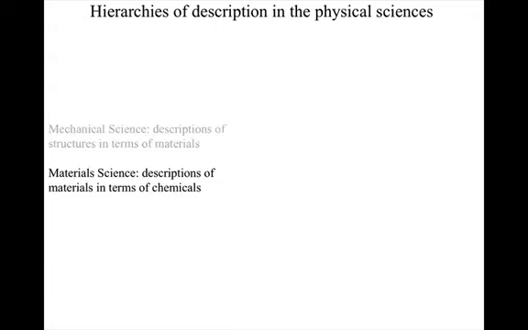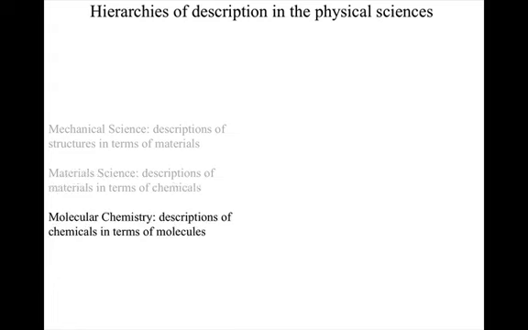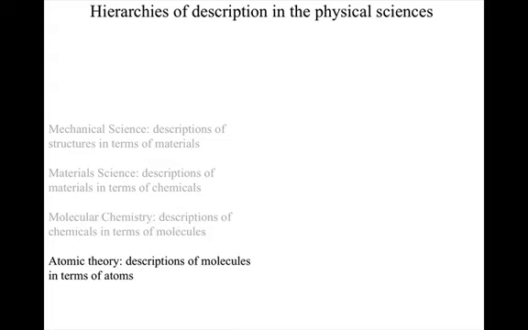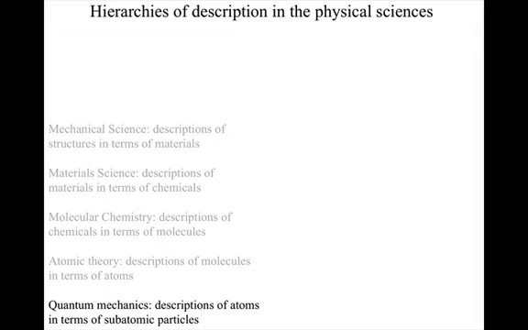We can predict the properties of materials from the chemicals they're made of. We can predict the properties of chemicals from the molecules they're made of. We can predict the properties of molecules from atomic properties. And we can predict the properties of atoms with remarkably high accuracy from quantum mechanics.